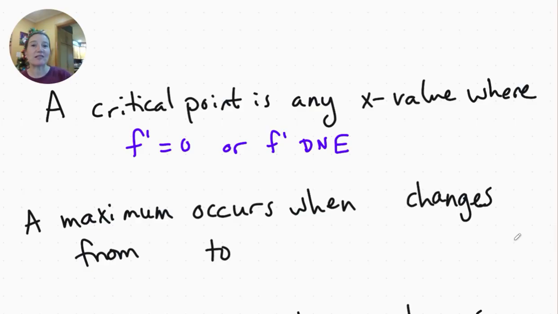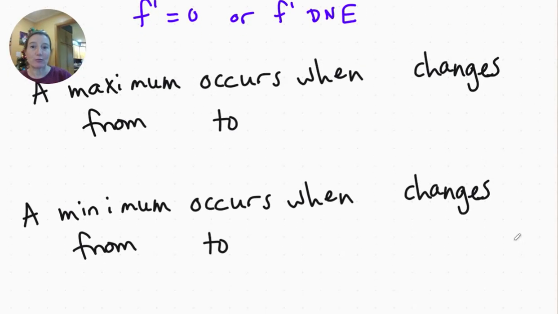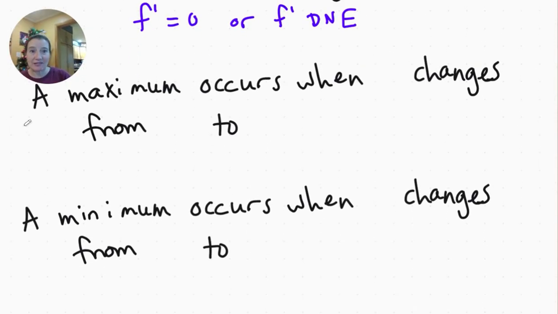So critical points, we get those values from f prime, and we know that maxes are when f prime, if I have a maximum, the slope of f was positive and then was negative. So a maximum occurs when f prime changes from positive to negative. I can even put the word sign in here: changes sign.